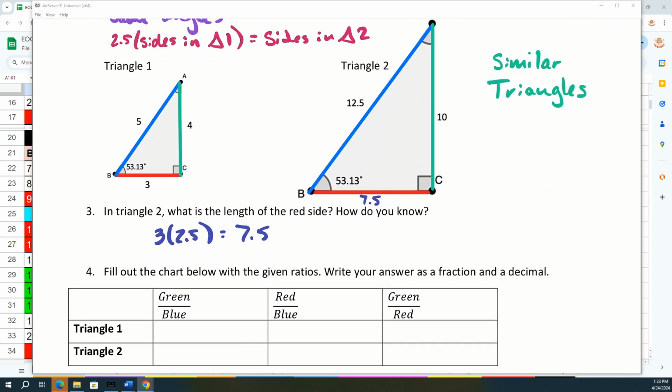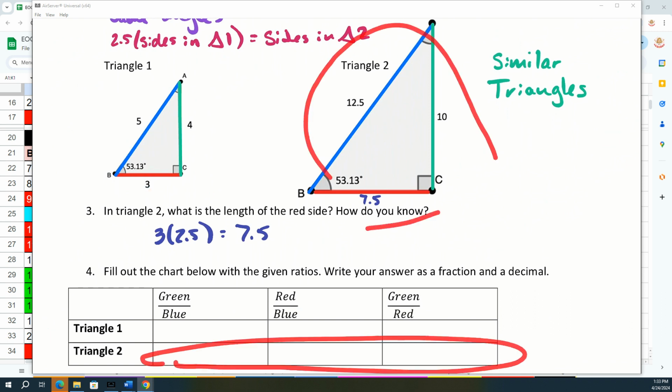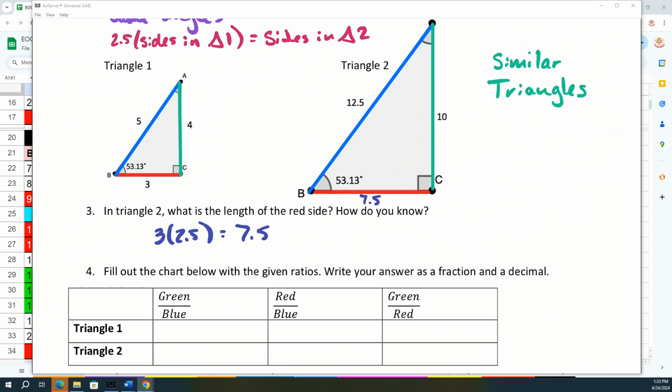Okay, so I want you guys to do this table and just do the fractions, unless you want to use a calculator, I can give you the decimal answers. So what I want you to do in this row for triangle 1, just take the green and divide it by the blue and just leave it as a fraction. And then take the red and divide it by the blue and so on. And then do this row, just do all that same stuff with triangle 2. So just set up those fractions for me real quick, please.